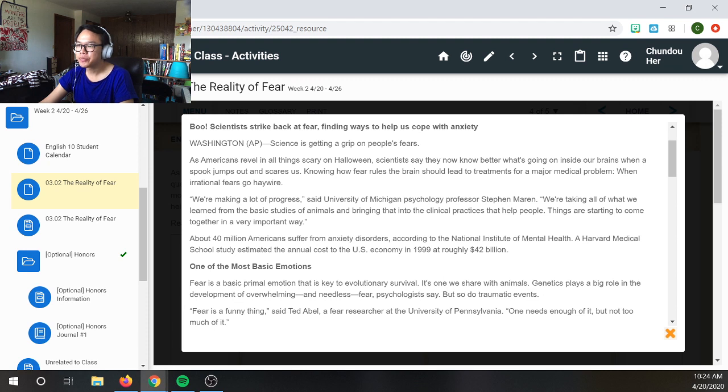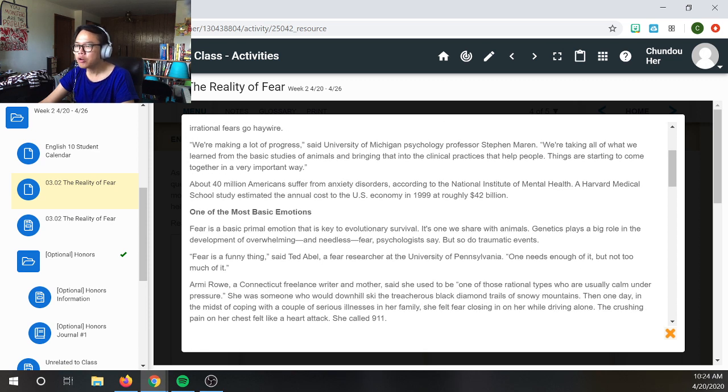So, as Americans revel in all things scary on Halloween, scientists say they now know better what's going on inside our brains when a spook jumps out and scares us. Knowing how fear rules the brain should lead to treatments for a major medical problem when irrational fear goes haywire. We're making a lot of progress, said University of Michigan psychology professor Stephen Maren. We're taking all of what we learned from the basic studies of animals and bringing that into the clinical practice that helps people. Things are starting to come together in a very important way.